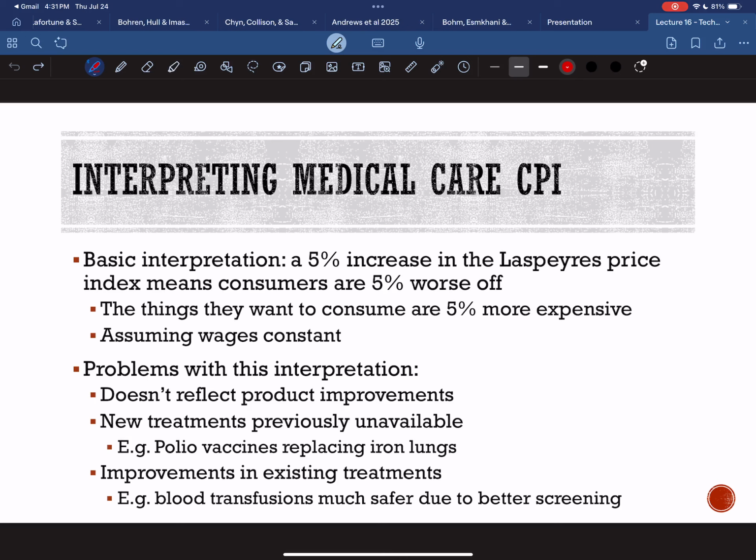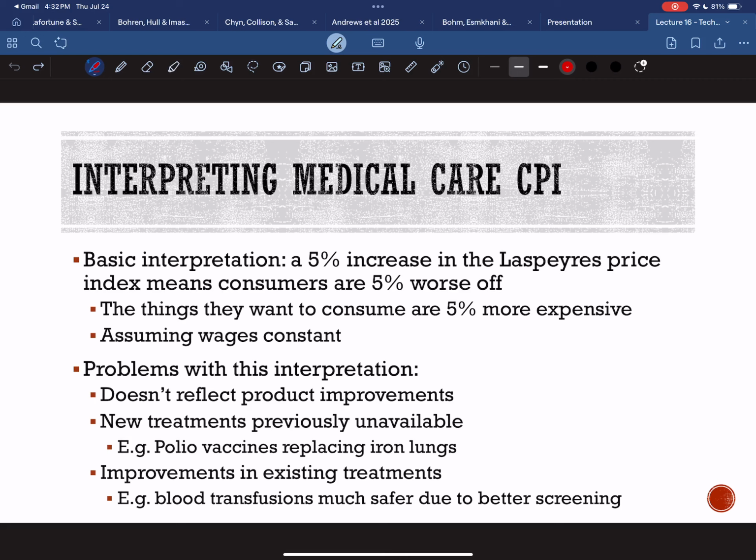If Band-Aids come out with a new improved Band-Aid production technique, and Band-Aids fall off less from one year to another, yes, the price of Band-Aids may go up, but the quality of the Band-Aid goes up as well. So the medical care price index can't capture product improvements.